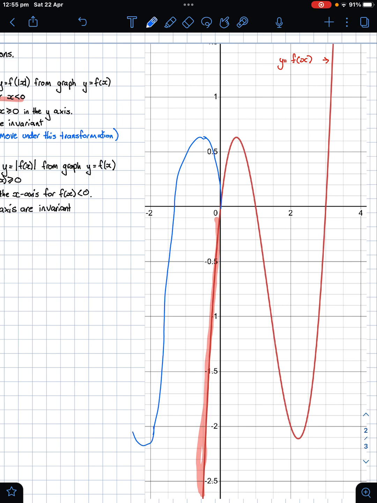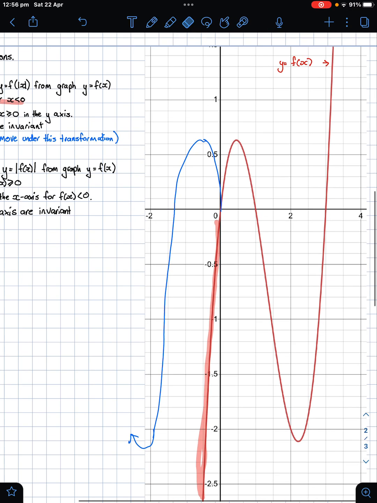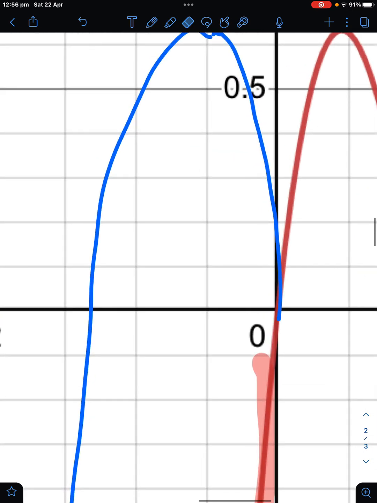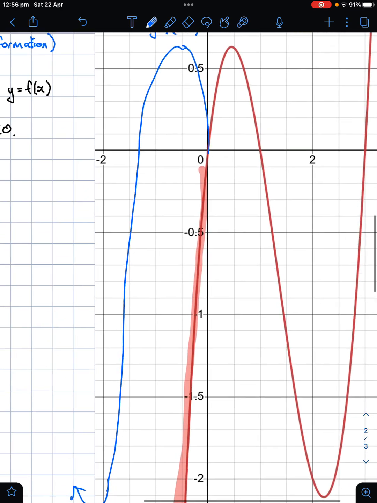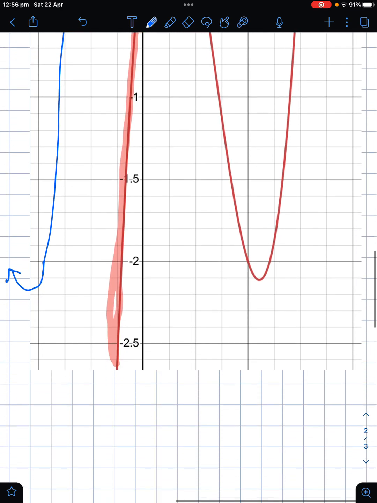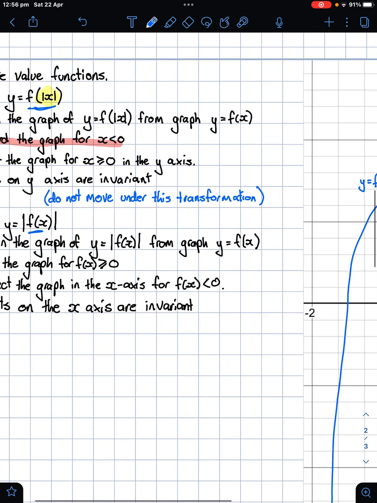Now, apologies for my drawing skills, but this bit here would be our y equals f dash of x. Let me write that a bit better. That's no good. So that's that function there, which is kind of cool. Now, that's how we graph this one here when the absolute value is inside the function.